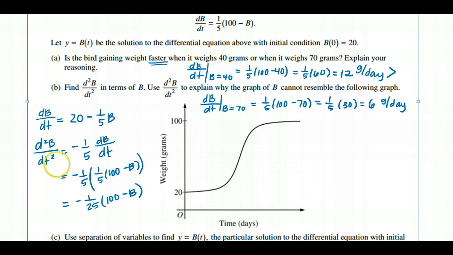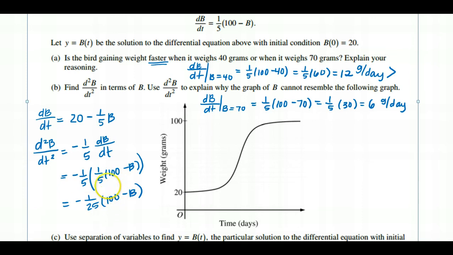And that's my second derivative in terms of the function b. So we've answered the first part of the question: find the second derivative in terms of b. Now, use the second derivative to explain why the graph of b cannot resemble the graph below. So this graph here, we want to say that this second derivative of the function b doesn't match up. Well, what do we know about second derivatives?